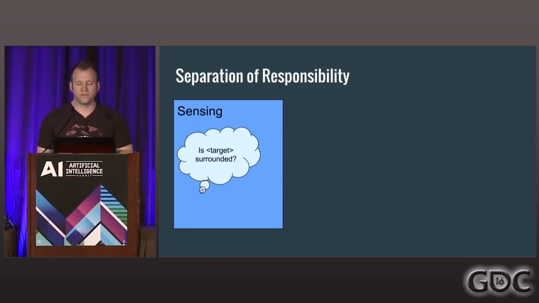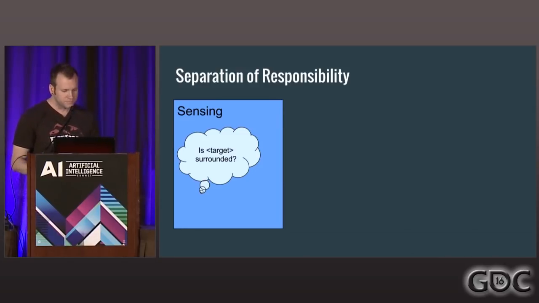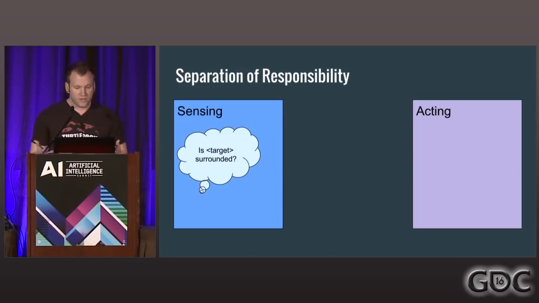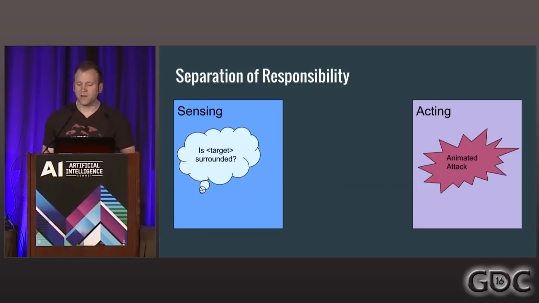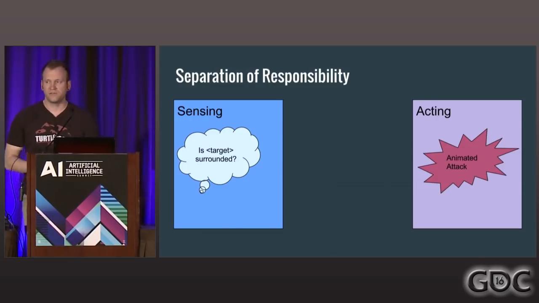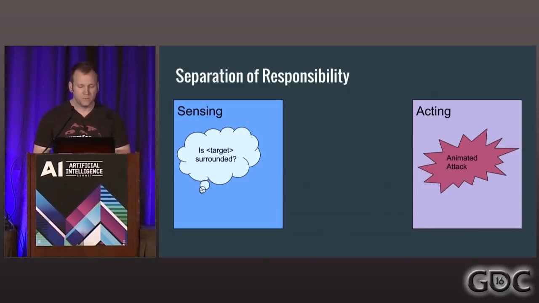Breaking the sensing logic out of the tornado allows us to ask the same question about different targets, which can be useful for other behaviors. It also allows us to fire off the tornado whether the troll is surrounded or not, which helps solve the earlier problems we had with our designer. The next responsibility is acting. This is where we see the AI actually do something. In our example, it's the animated action part of our attack. It's the logic that starts the animations, plays effects, sounds, and triggers damage zones.